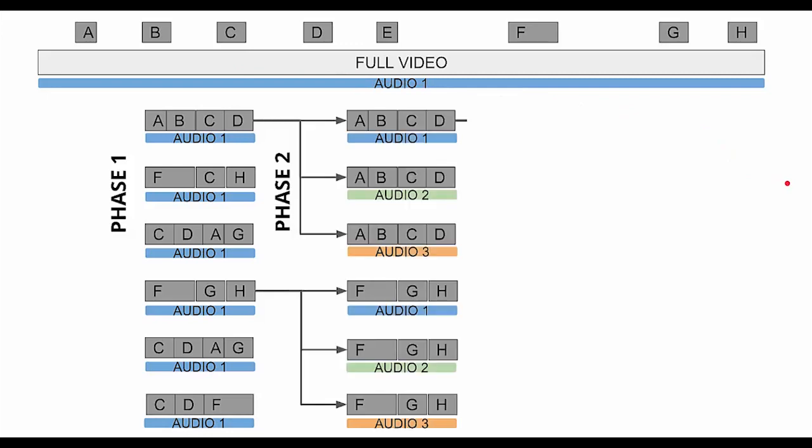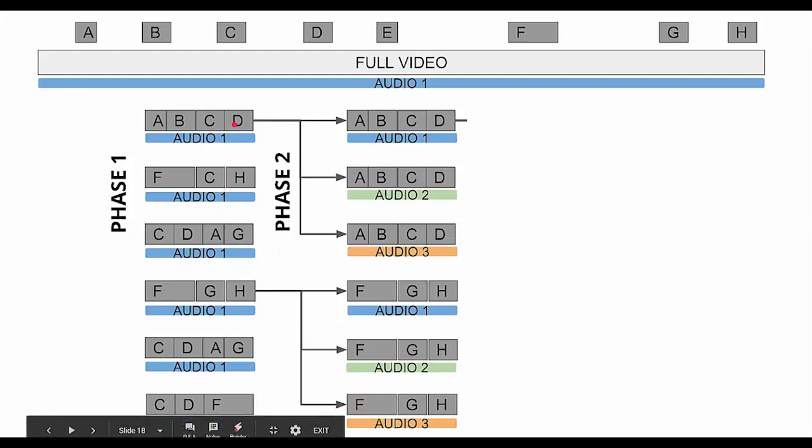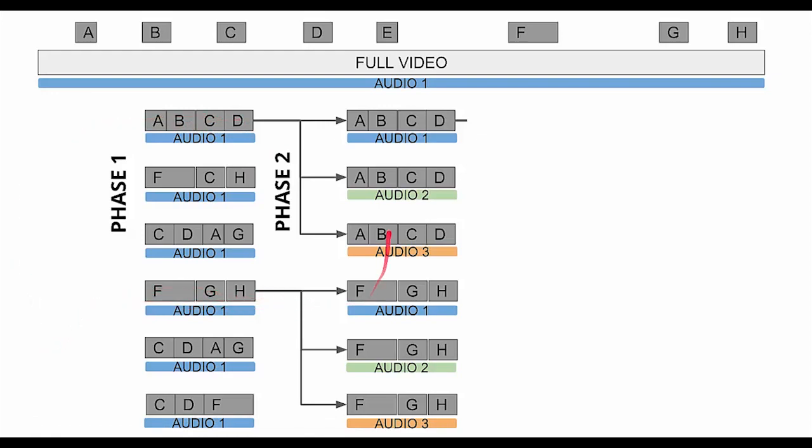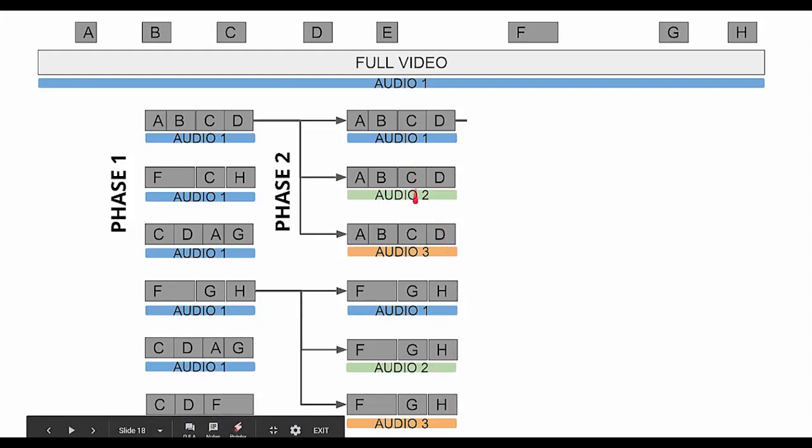Phase 2 goes into, as you can start seeing, it's getting a little more creative. I've picked the top here, F, G, H, as an example. You can take these same moments and add a different music track. Same with this one, add a different music track. Imagine how much more content.